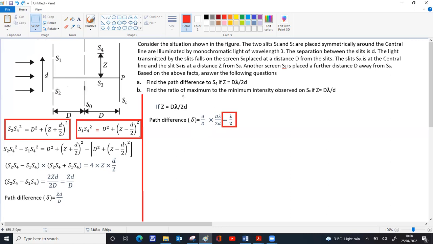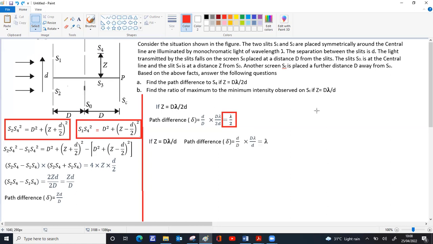Now the second part, they're asking the ratio of maximum to minimum intensity observed on SC if Z is D lambda by d. So the condition is changed. Now for finding the maximum intensity on the second screen SC, these two, S4 and S3, act as the coherent sources. So first we need to find the resultant intensity at S4 because of S1 and S2. Then we have to find the resultant intensity at S3 because of S1 and S2. Those two act as the intensities for the screen SC.